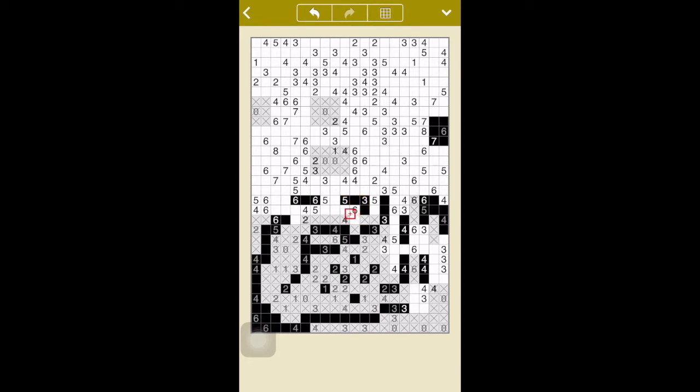So if I have 2 black spaces here, that will satisfy the 4. So 2 in here, and then 3, 4. So this will be gray. Okay, so I found a 3. That's that. I found a 3, 4.